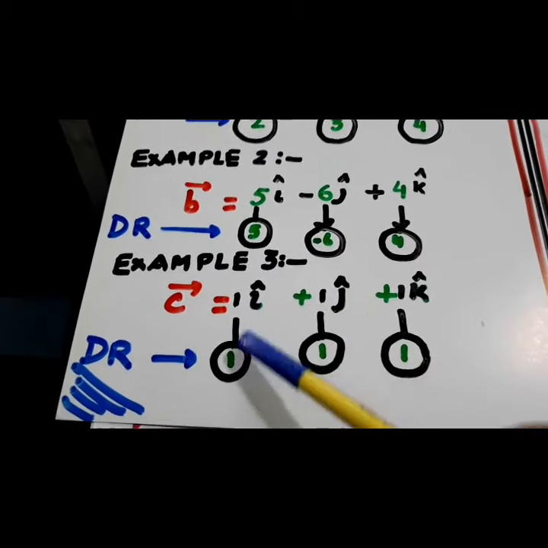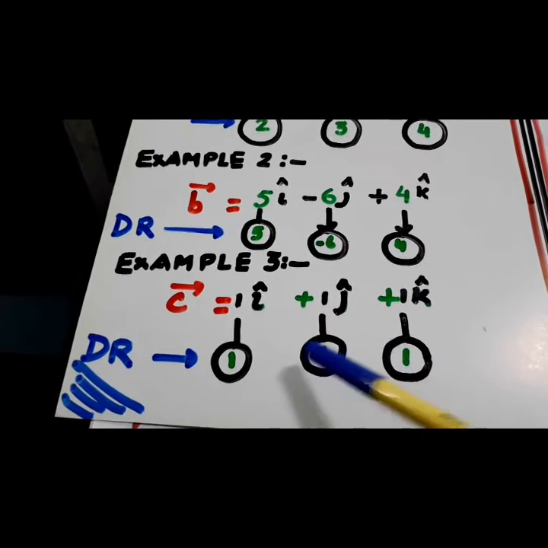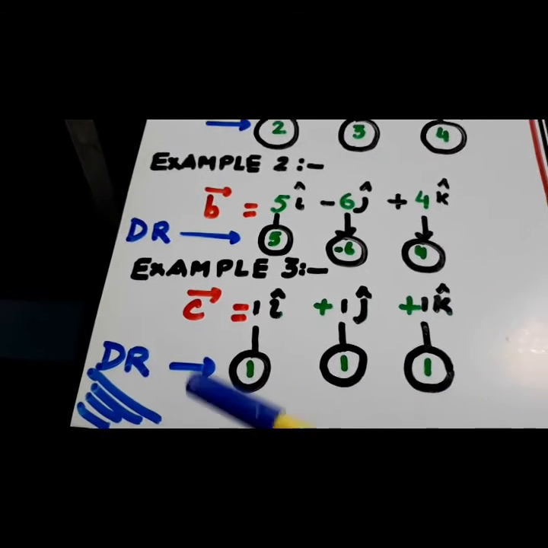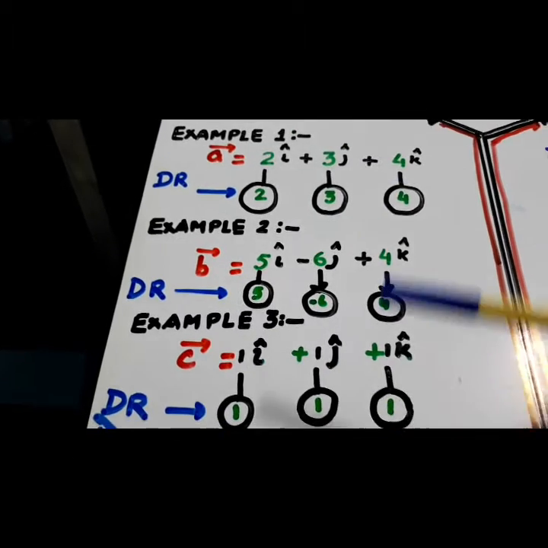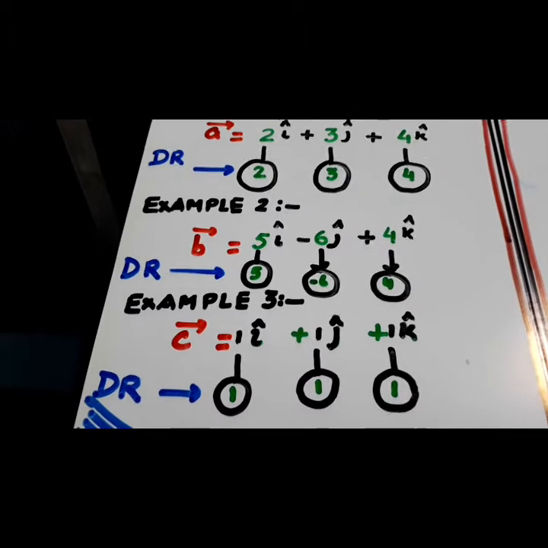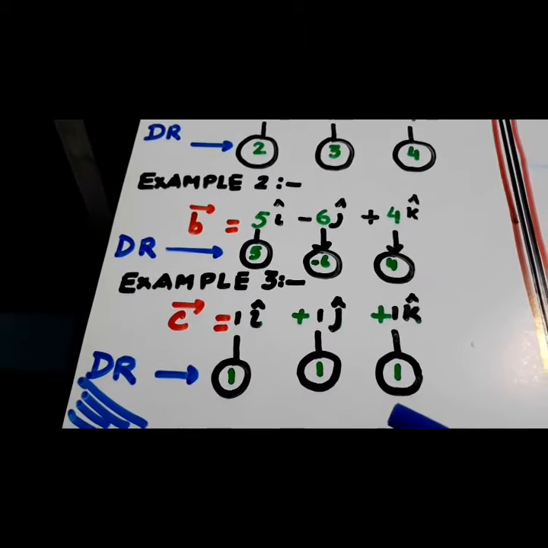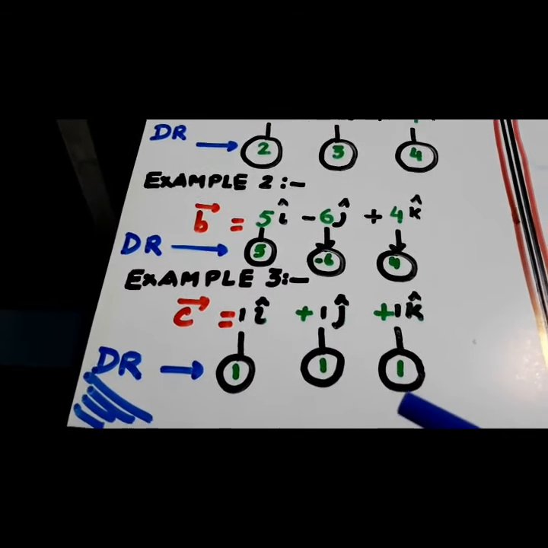So 1, 1, 1. These are the scalar components. These are called DR. So from all this, it is very clear that scalar components of the vector are called directional ratios. In short, we call it DR.